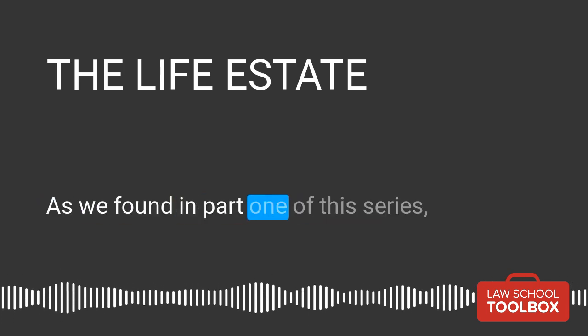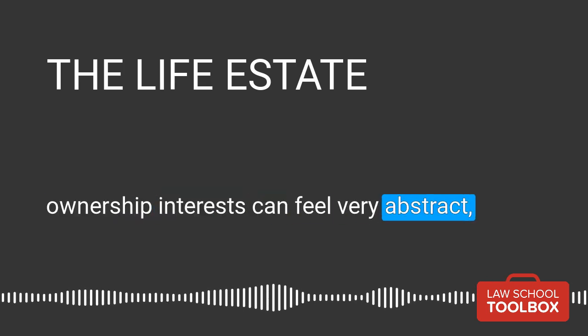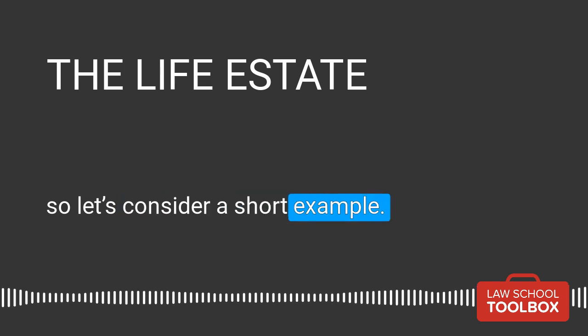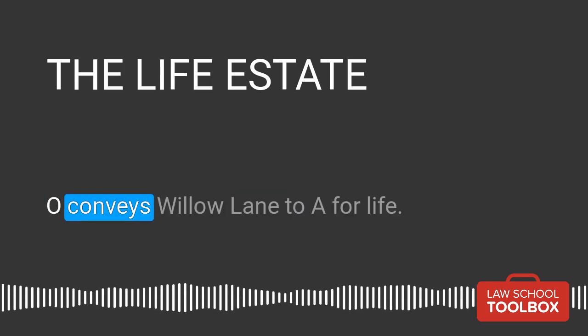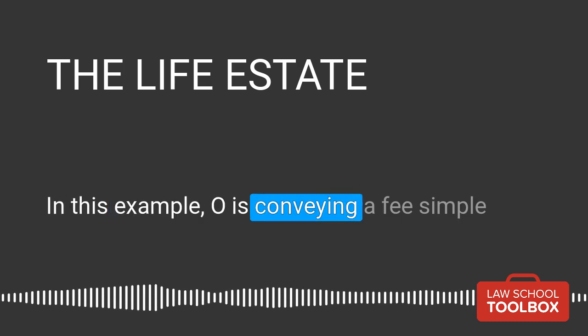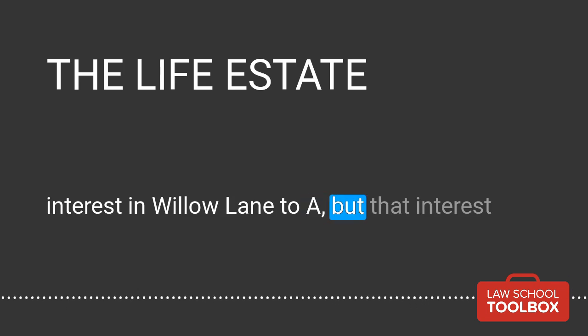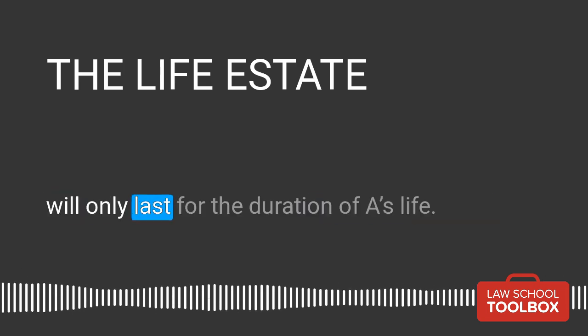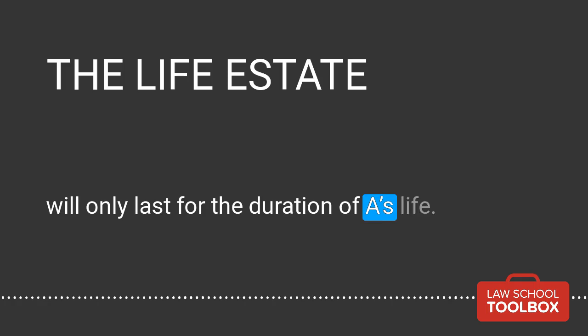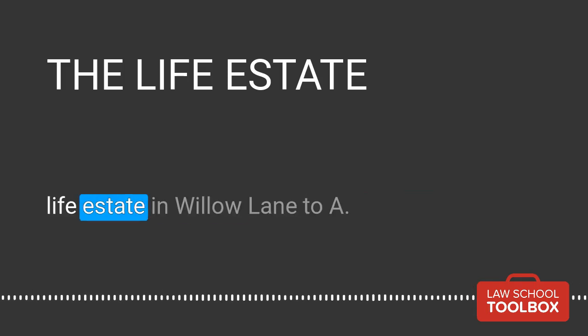As we found in part 1 of this series, ownership interests can feel very abstract, so let's consider a short example. O conveys Willow Lane to A for life. In this example, O is conveying a fee simple interest in Willow Lane to A, but that interest will only last for the duration of A's life. Therefore, O is conveying a life estate in Willow Lane to A.